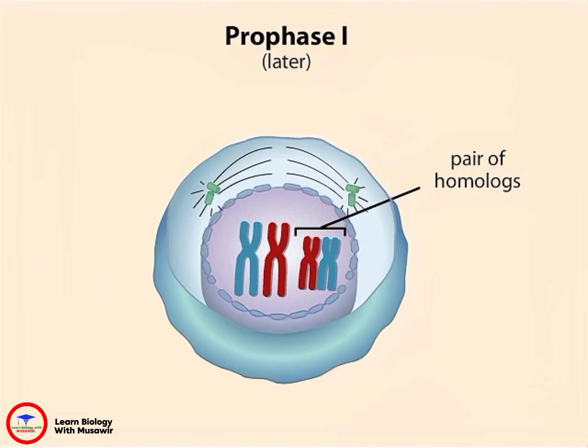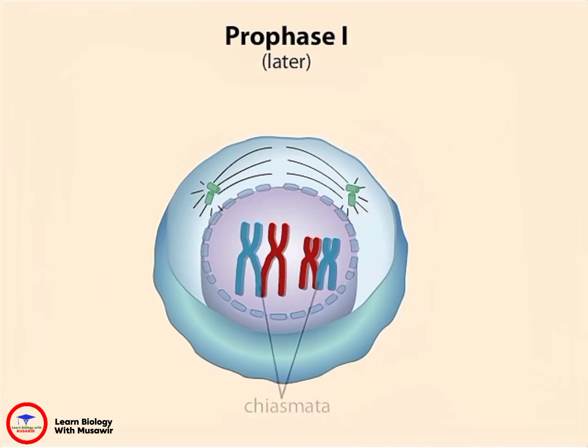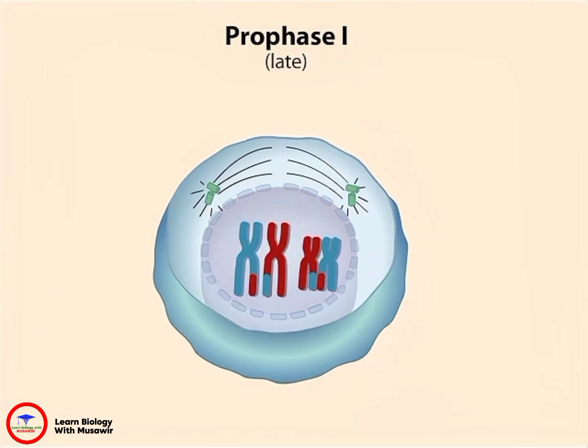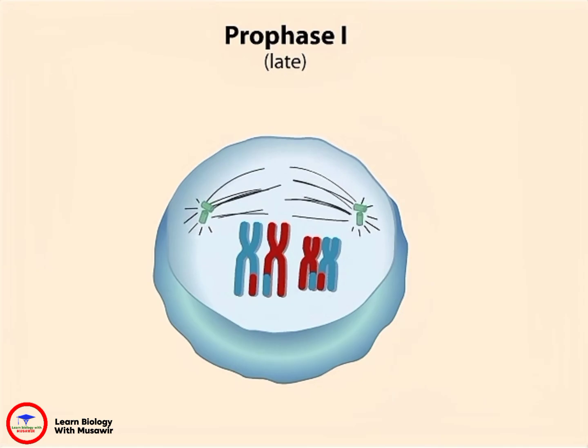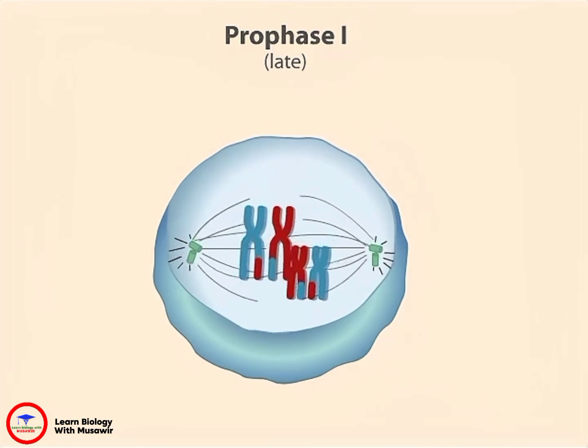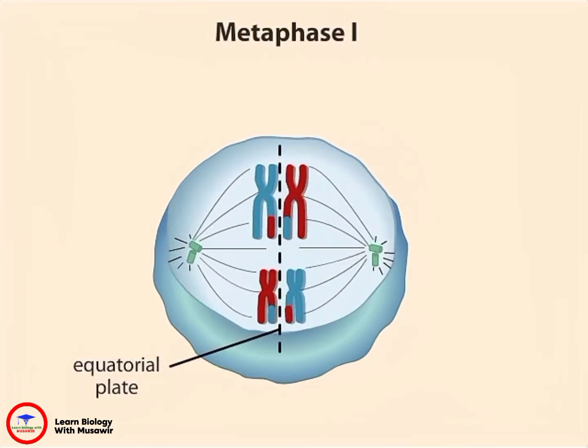Late in Prophase I, the homologous chromosomes exchange genetic material, as indicated by crossing over points called chiasmata. Recombinant chromatids consist of both maternally and paternally derived DNA. In this phase, microtubules attach to the chromosomes, directing them to the equatorial plate.